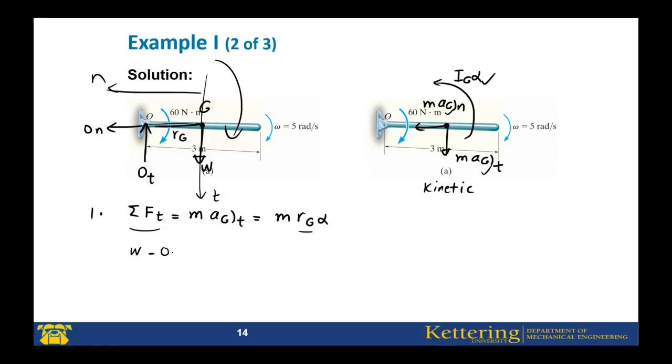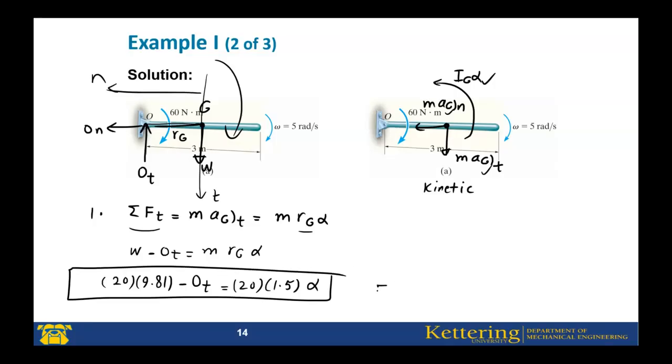Now, weight minus O_T equals m r_G alpha. The weight of this one is 20 multiplied by 9.81, minus the reaction force at O along the tangential direction, equal to mass 20 times r_G, which is half of 3, so 1.5, times alpha that we are looking for. This is one equation. Equation number 1.